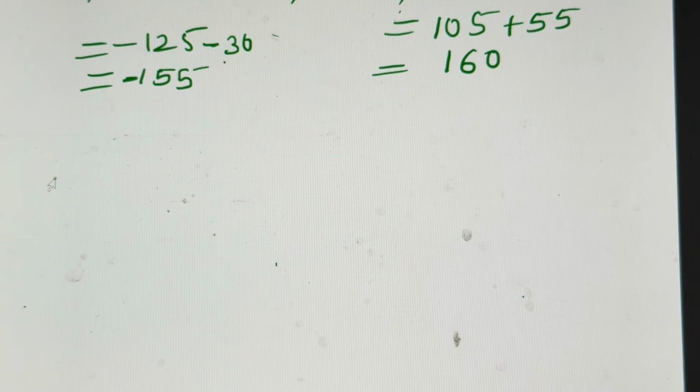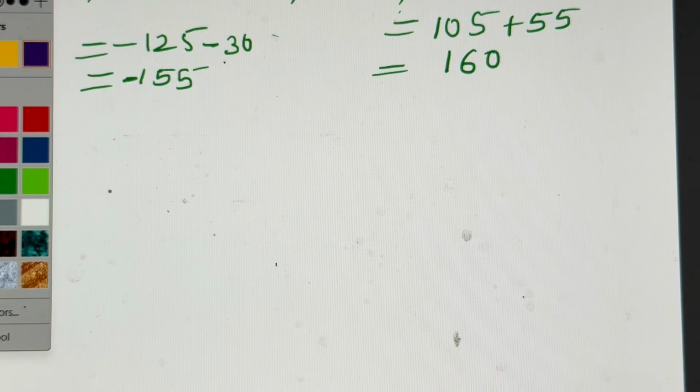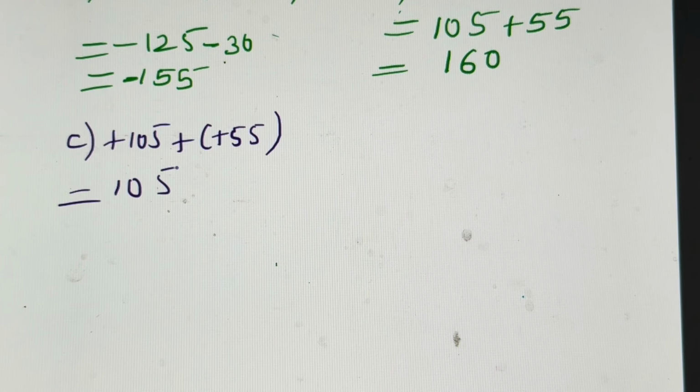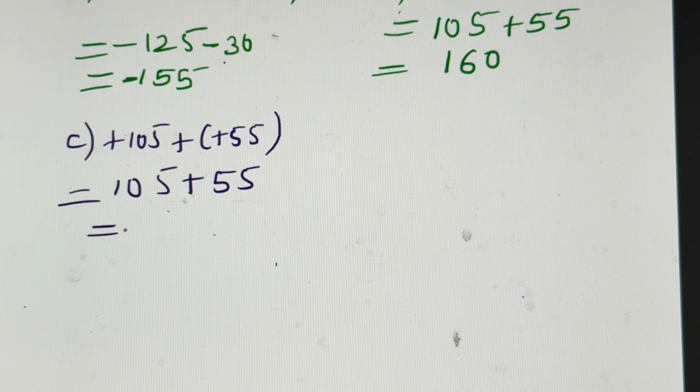Question number C. Plus 105 plus 55. Right? So it is similar to question number B. Because what we did, plus plus will become plus. There we wrote the additive inverse. Minus minus also becomes plus. So the answer will be the same, 160 for both B and C.